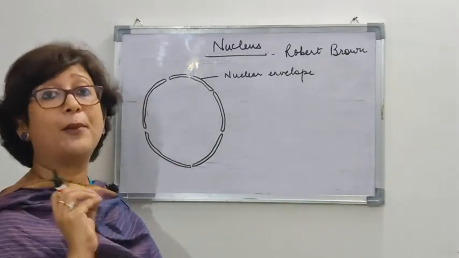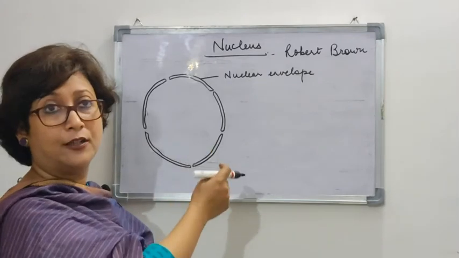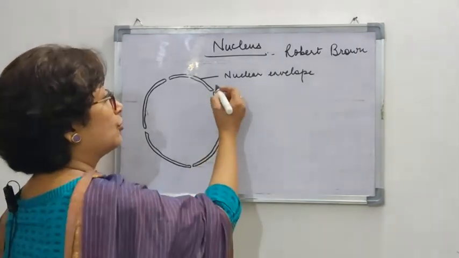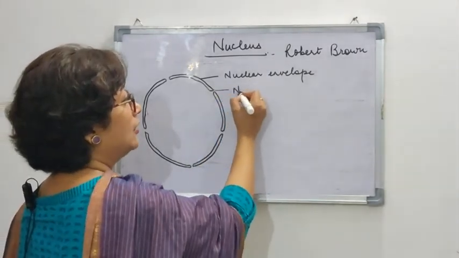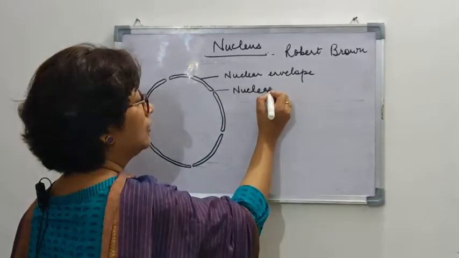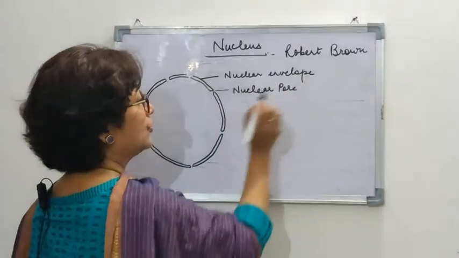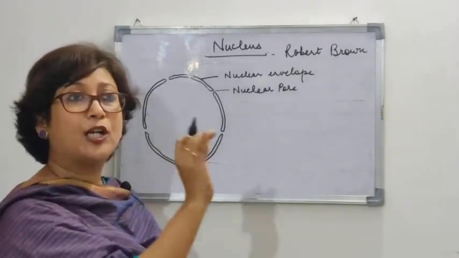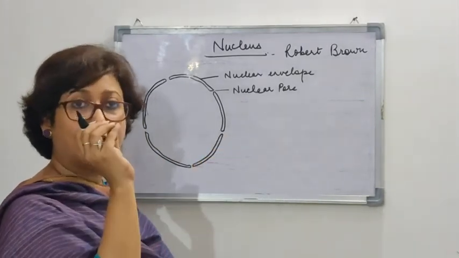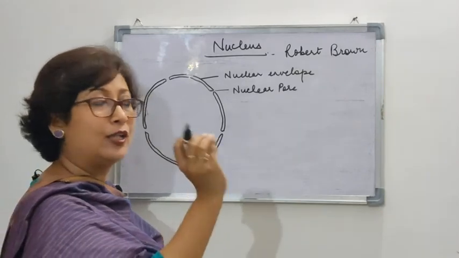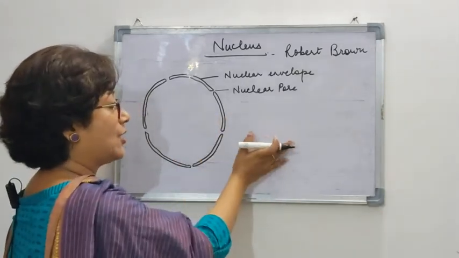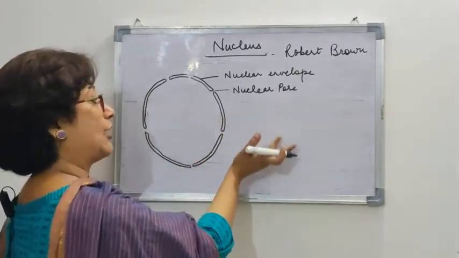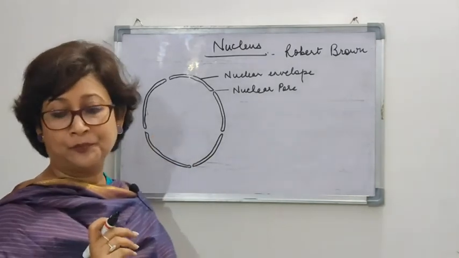Here they are visible, just for you to know. So these are known as the nuclear pores, right. Now the nuclear pore allows the movement of the contents between the nucleus and the cytoplasm. So contents can move out from the cytoplasm, and things can come in.